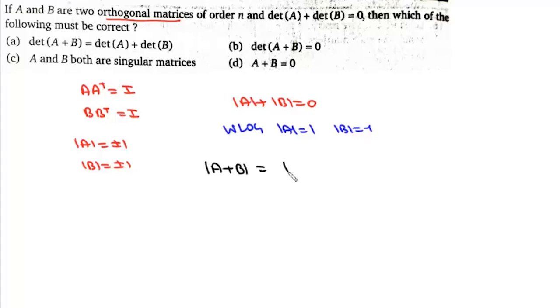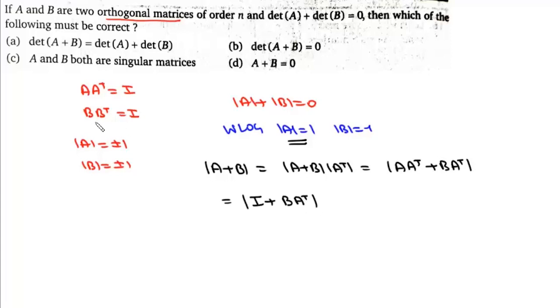Now, we can write determinant of A plus B as determinant of A plus B into determinant of A transpose, since determinant of A transpose, we have assumed it as 1. So, it will be A into A transpose plus B into A transpose. Now A into A transpose is I, so we can write this as I plus B into A transpose. Now we can write I as B into B transpose. So we'll write this as B into B transpose plus B into A transpose.